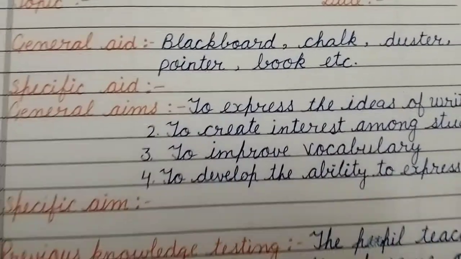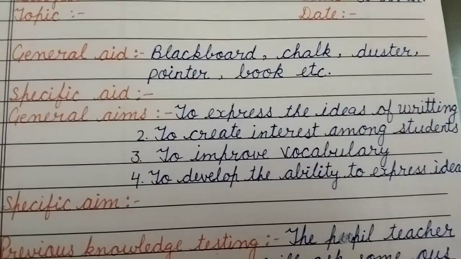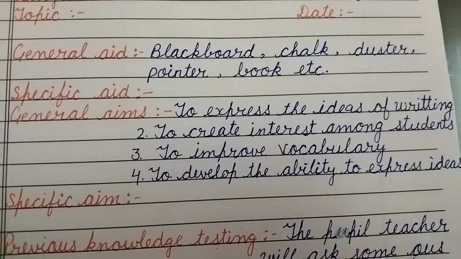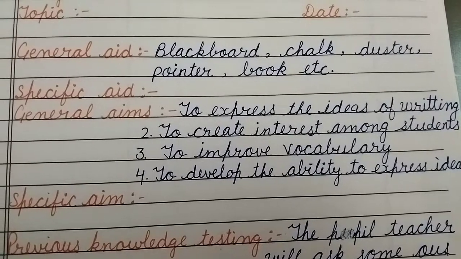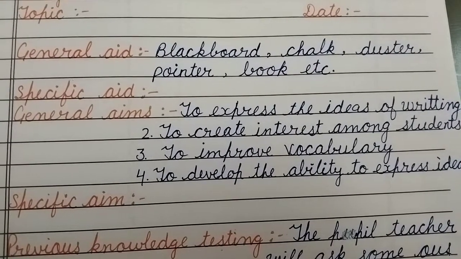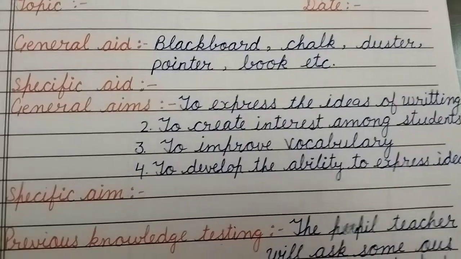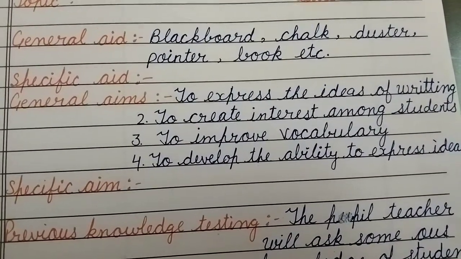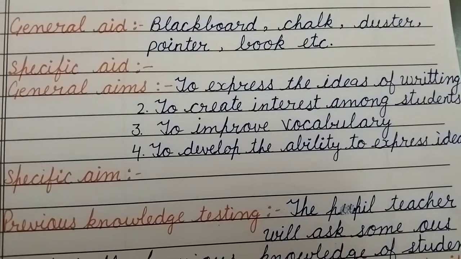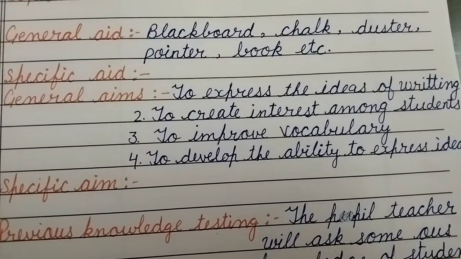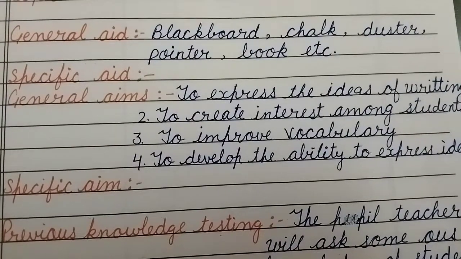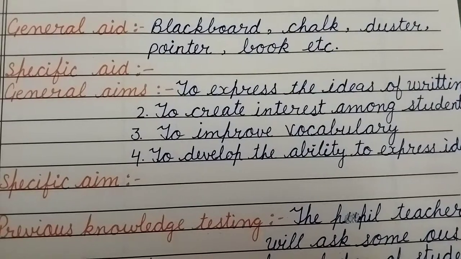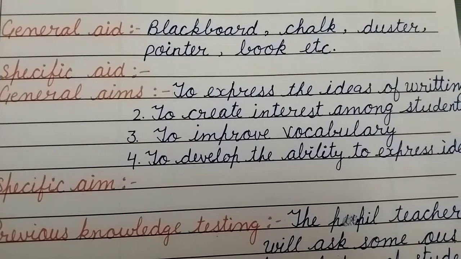General aims. To express the ideas of writing, to create interest among students, to improve vocabulary, to develop the ability to express ideas. Specific aim. It will be related to your topic. In this line, you will write the pupil teacher will tell the students what is adjective and its types.